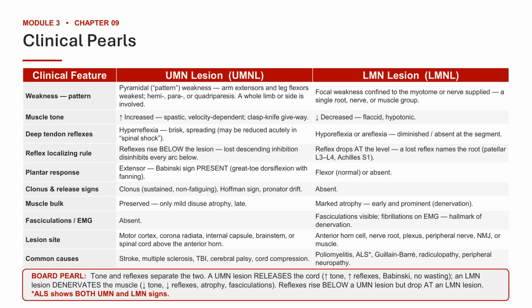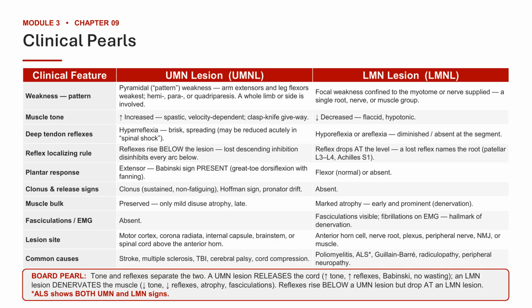This table is your board preparation summary, and I want to walk the rows that are most often tested. Weakness pattern. Pyramidal weakness involves a whole limb or a whole side, hemiparesis, paraparesis, quadriparesis, with arm extensors and leg flexors weakest. LMN weakness is focal, confined to the myotome or the nerve supplied. Tone. Increased, spastic, velocity-dependent with clasp knife giveaway versus decreased, flaccid, hypotonic.